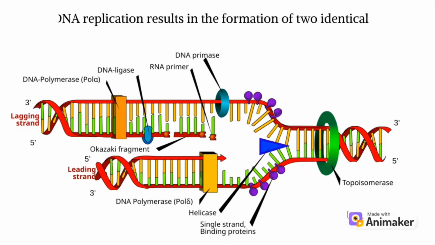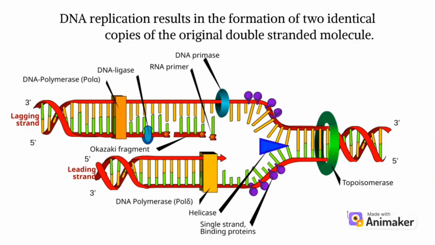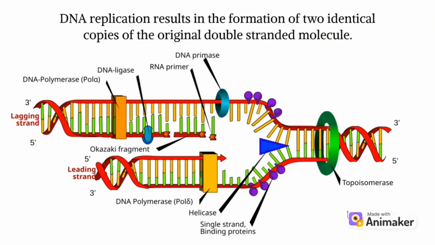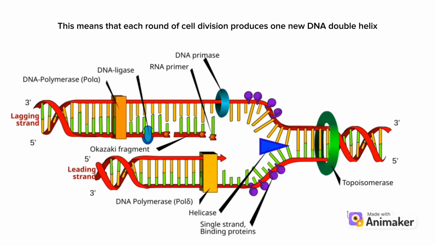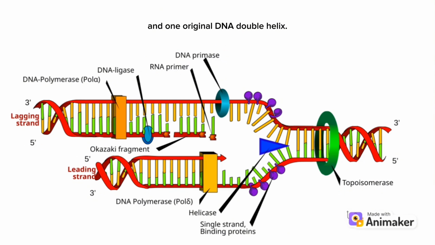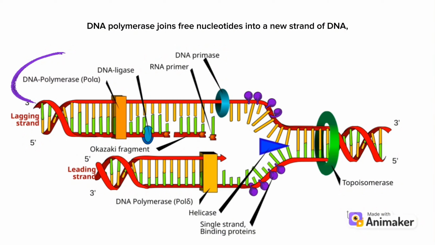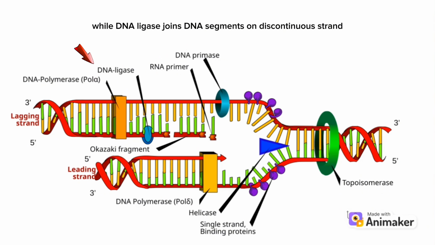The conservative model of DNA replication states that the original DNA double helix is the template for a new double helix. This means that each round of cell division produces 1 new DNA double helix and 1 original DNA double helix. DNA helicase is involved in DNA replication, and it breaks hydrogen bonds between DNA strands. DNA polymerase joins free nucleotides into a new strand of DNA, while DNA ligase joins DNA segments on the discontinuous strand.